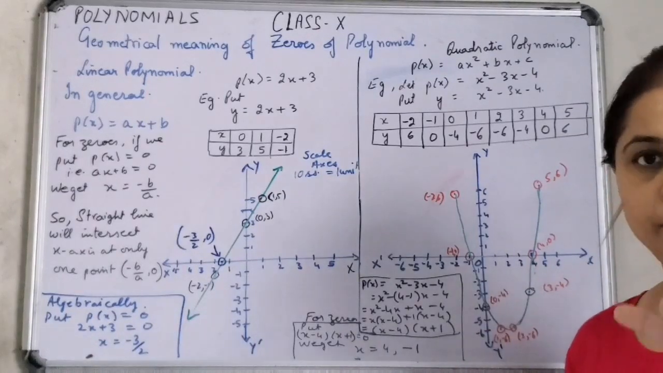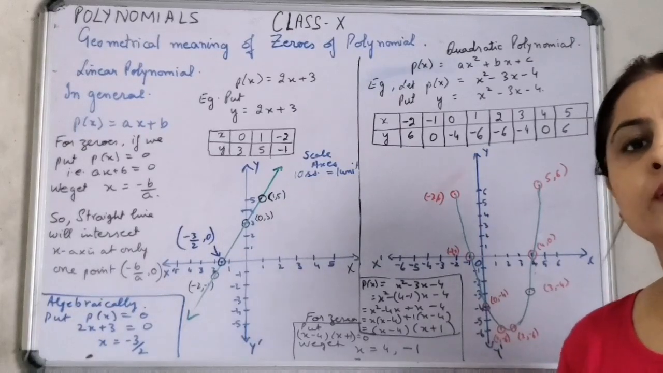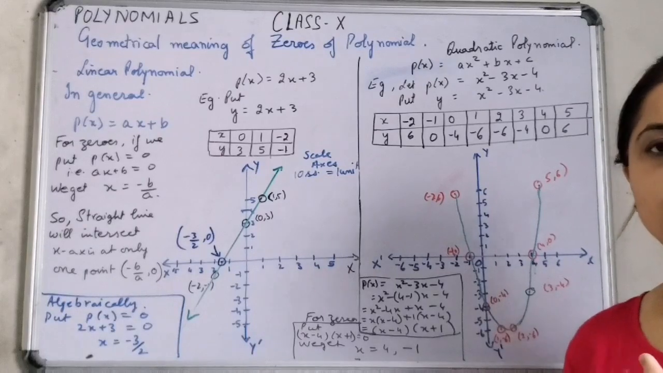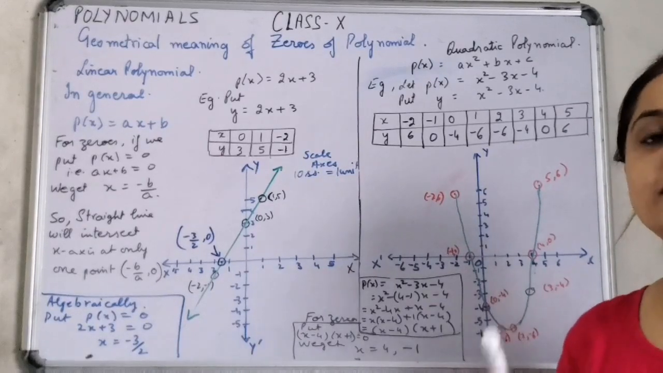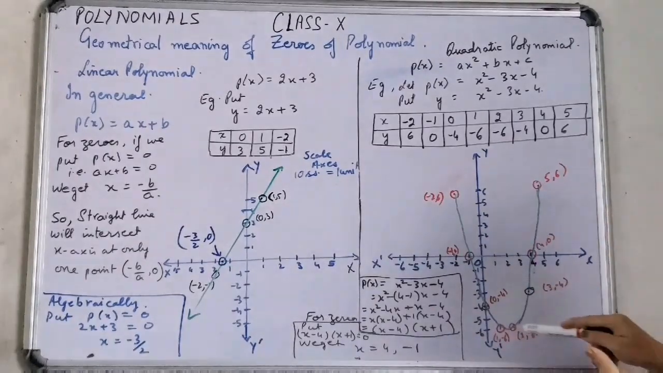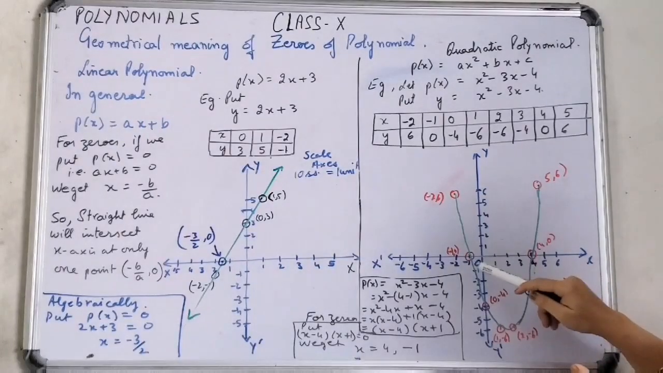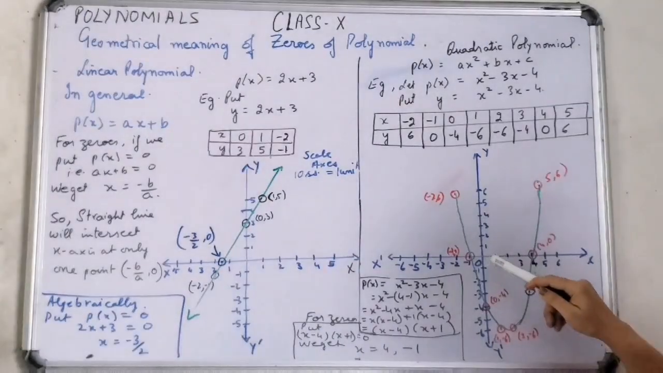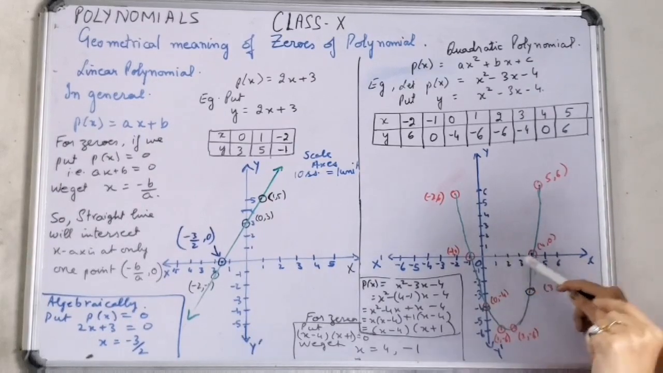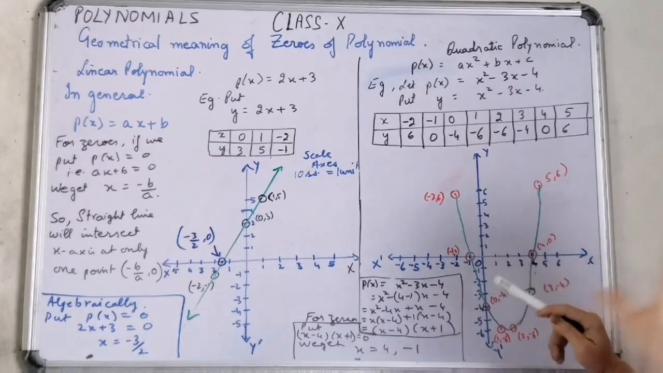Again, I repeat, graphically, if I am given a parabola and somebody asks me how many zeros there are in this parabola, I'll see at how many points this parabola is intersecting the x-axis. So this parabola is intersecting the x-axis at 2 points, and of course I'm not going to mention the coordinates. I'm going to mention only the numbers at which it intersects. It is intersecting the x-axis at -1 and 4, and these are the zeros of the polynomial.